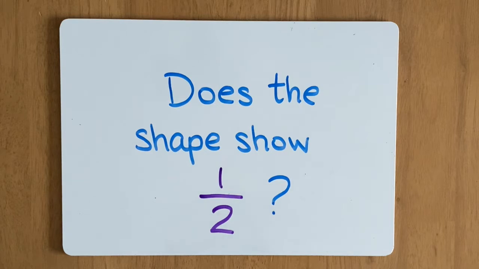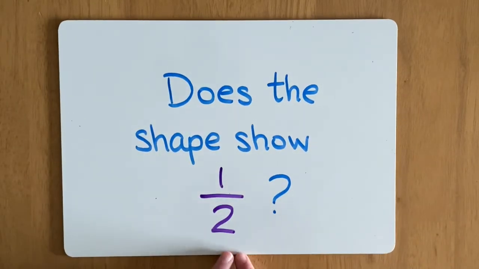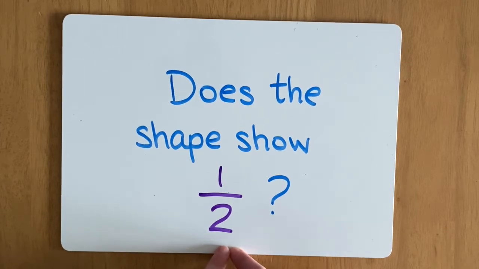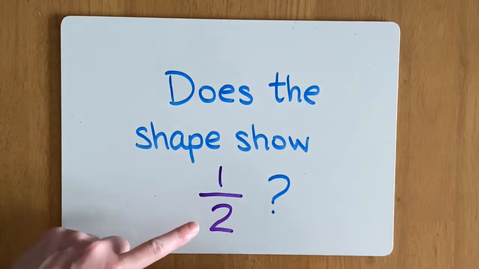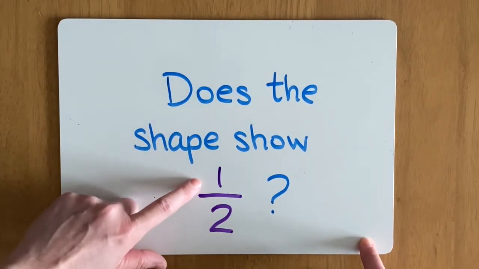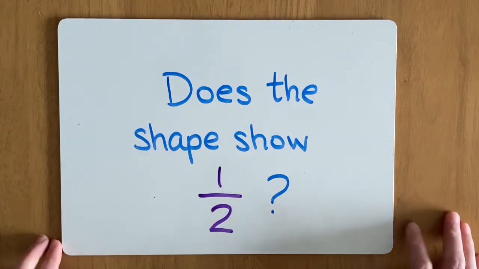So now we are going to be looking at different shapes and we're going to be thinking about, does the shape show 1/2? You have to remember, what does 1/2 mean? It means it is split into 2 equal parts and one of those parts is shaded, or we're holding one of those parts.